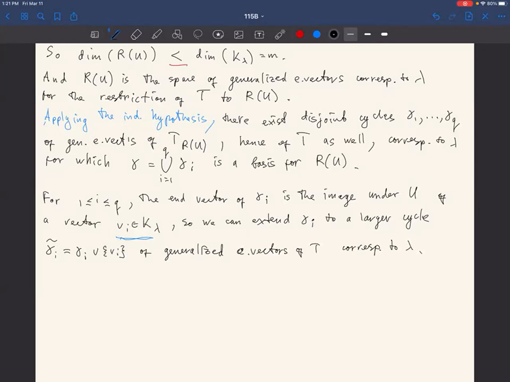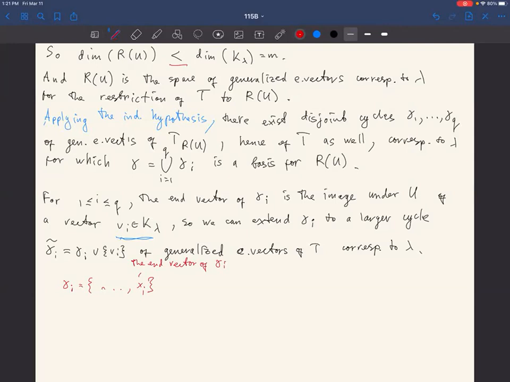So why do we see that this is still a cycle of generalized eigenvectors? Because look, for example, if I had this gamma I, it consisted of some vectors, like I have some vectors here with x in the end. Let's say xi was the end vector of gamma I. Okay, so let's look at the end vector here.